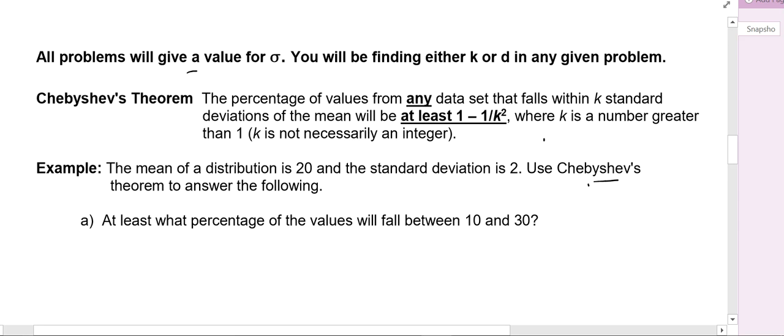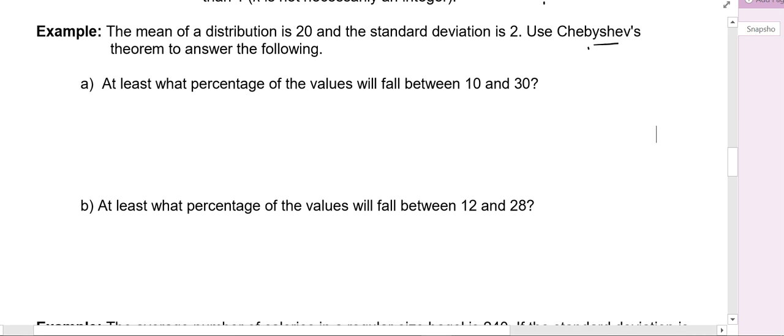Again, these formulas associate the percentage of data in an interval with that interval centered at the mean. So here's our first example. Again, I suggest you stop the video, work the problems, then watch the video.